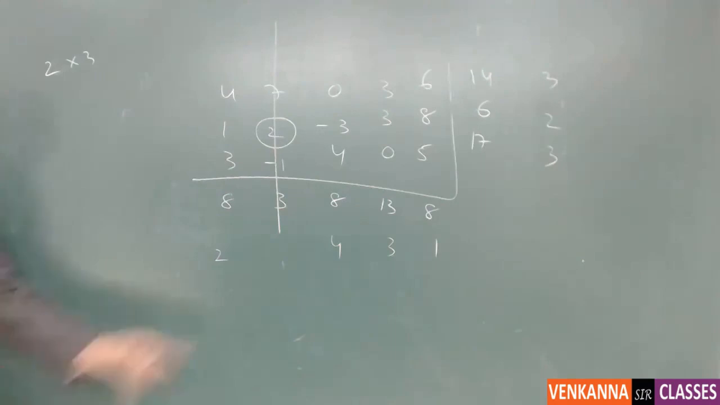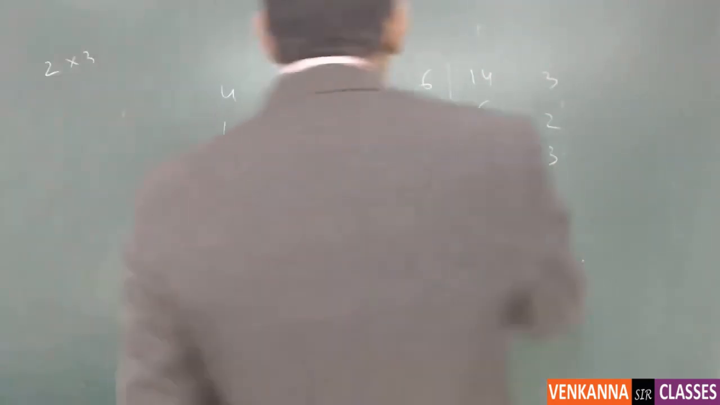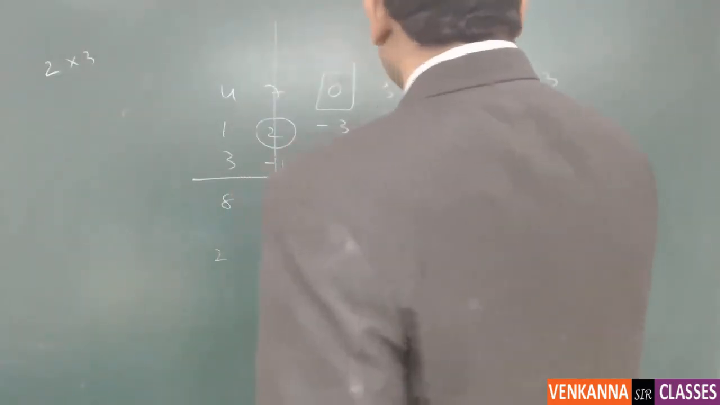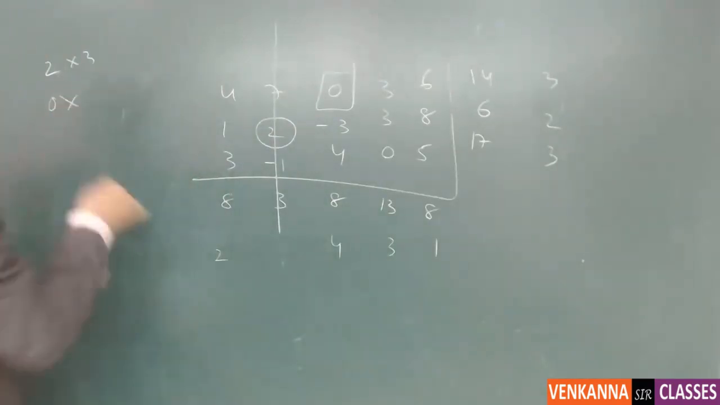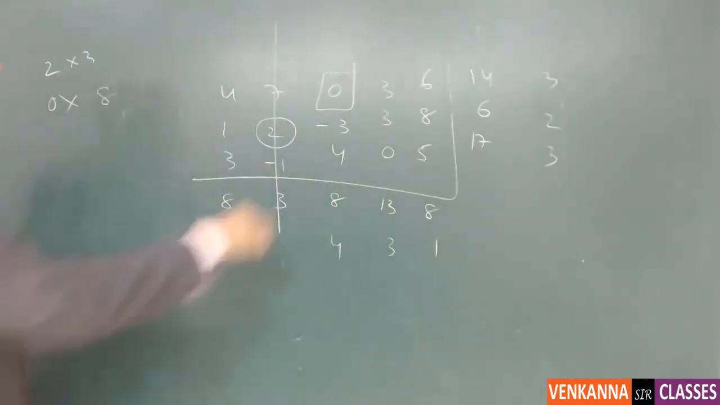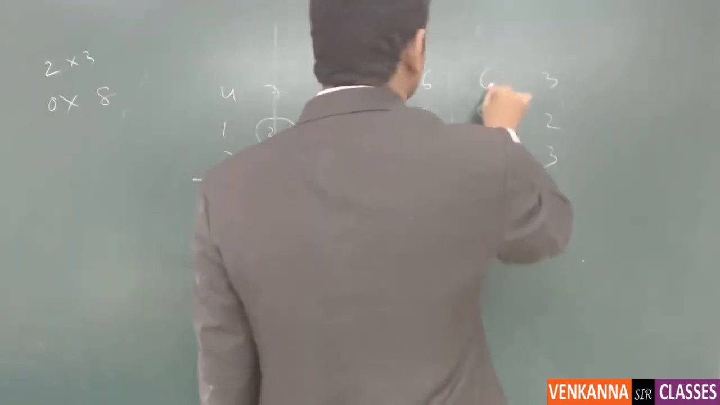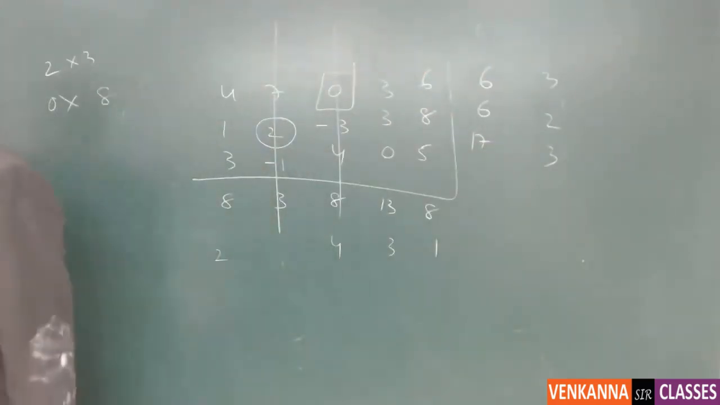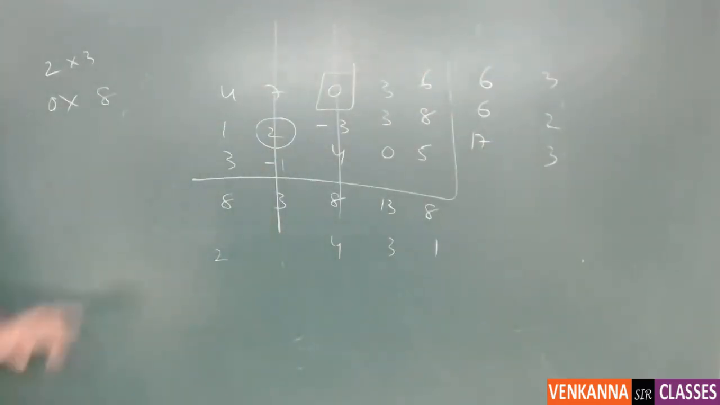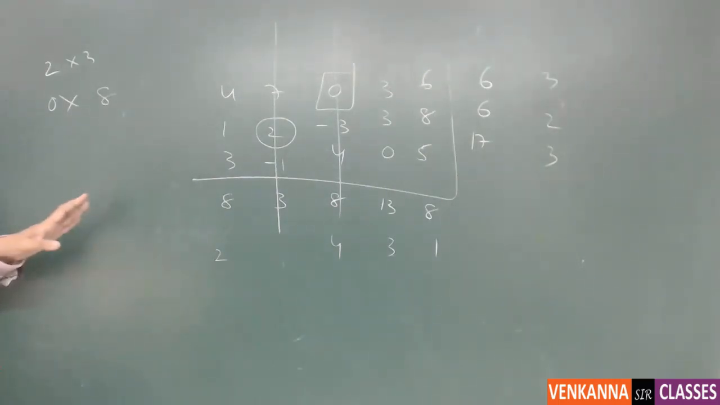Again, the highest penalty goes to 4. So here we take 0. So 0 into 8 will take. It will become 6. Is this acceptable? Any questions for anyone?